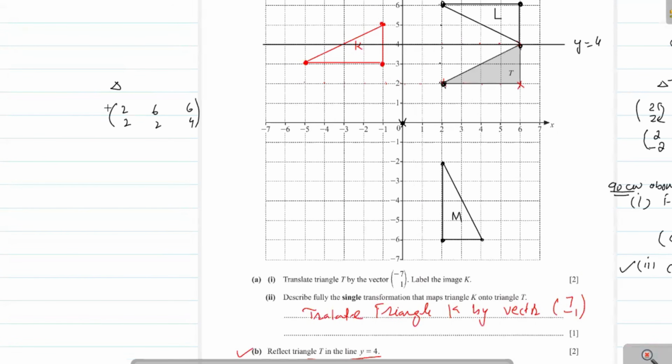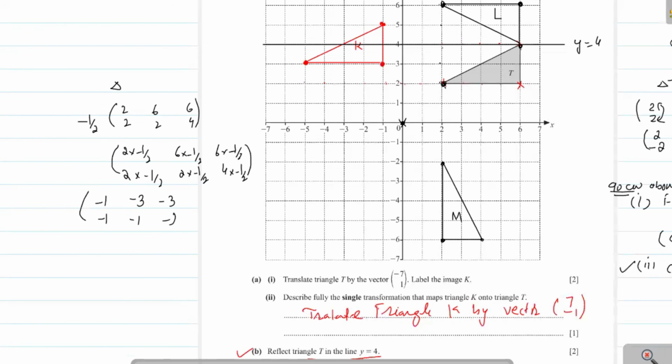The shortcut here is we multiply all these points by -1/2. We get 2 multiplied by -1/2, 6 multiplied by -1/2, and 6 multiplied by -1/2, and 2 multiplied by -1/2, 2 multiplied by -1/2, and 4 by -1/2. Now we get the points -1, -1, -3, and -1, and this is -3 and -2.